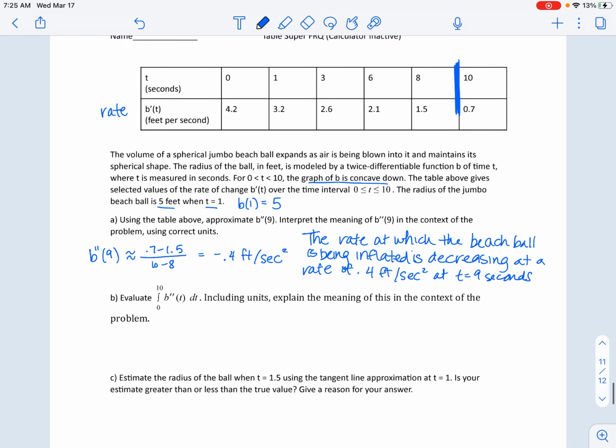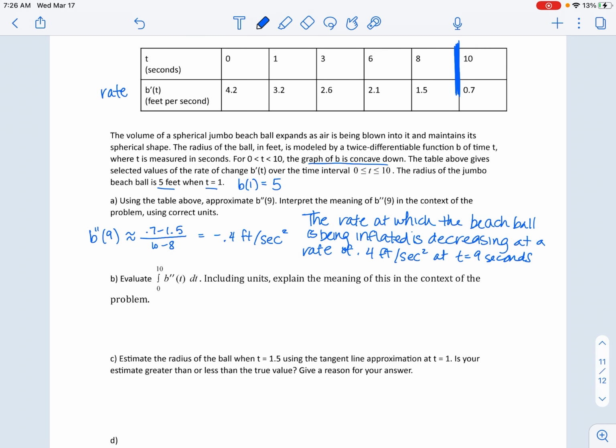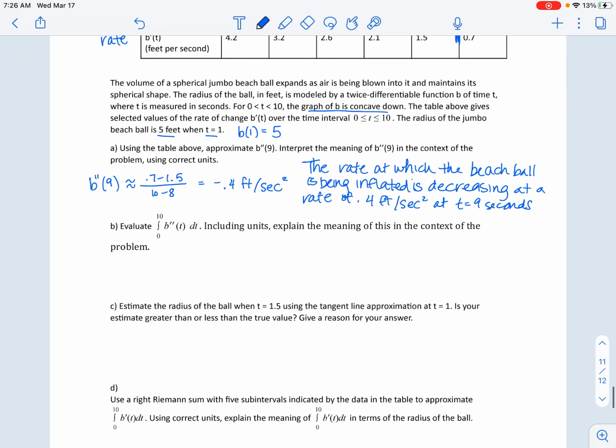All right, part B, evaluate the integral from 0 to 10 of B double prime. So that table is B prime, not B double prime. So we're not doing a Riemann sum or anything. And so the integral from 0 to 10 of B double prime, we can use the fundamental theorem of calculus. This is B prime of 10 minus B prime of 0, which are just points on the table, which is 0.7 minus 4.2, which is negative 3.5.